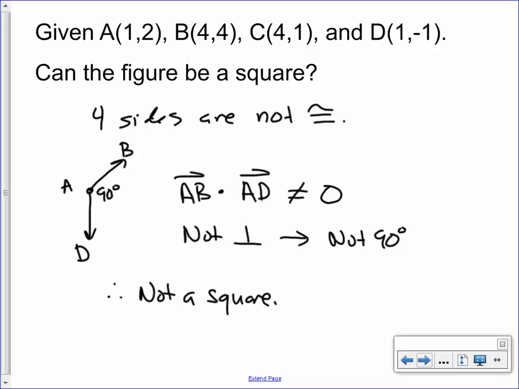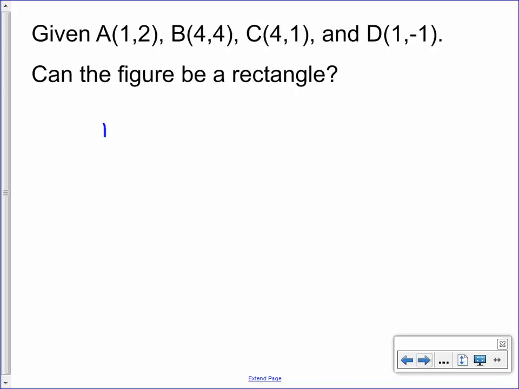Can it be a rectangle? No, because we just showed that the angles are not 90 degrees. So for a rectangle, if the angles aren't all 90, then it's not a rectangle.